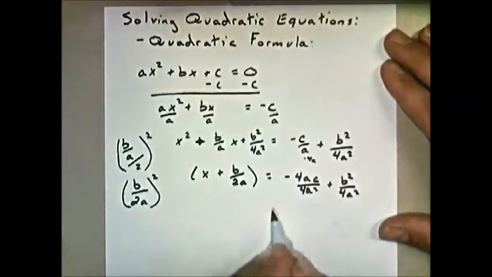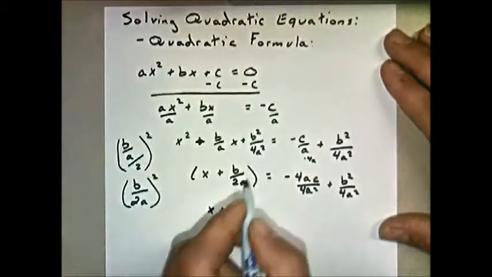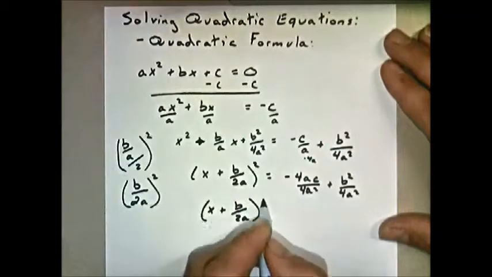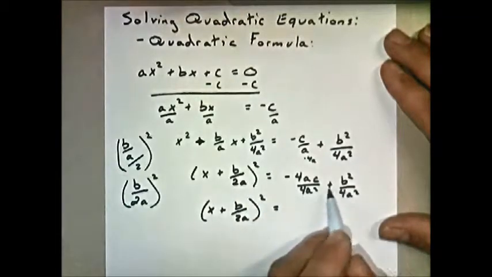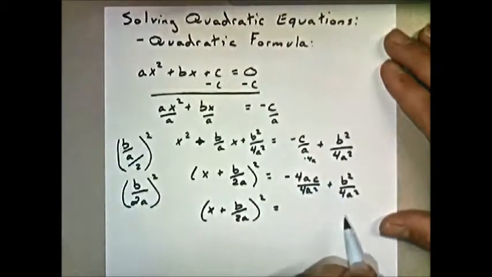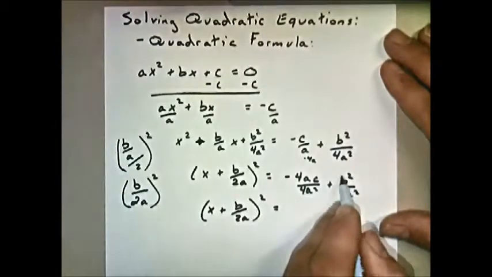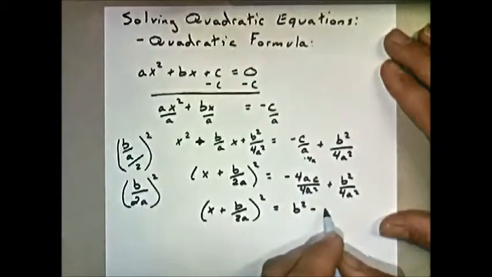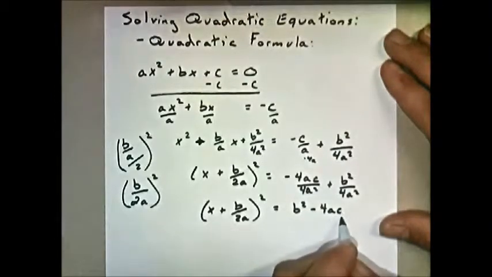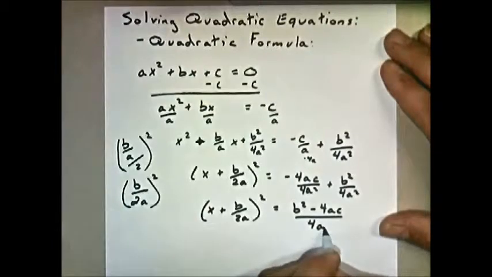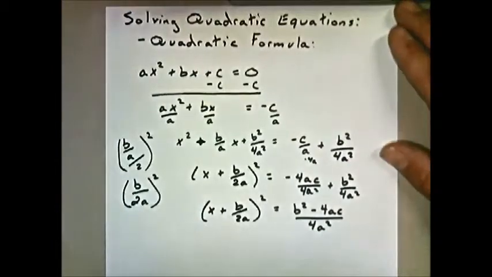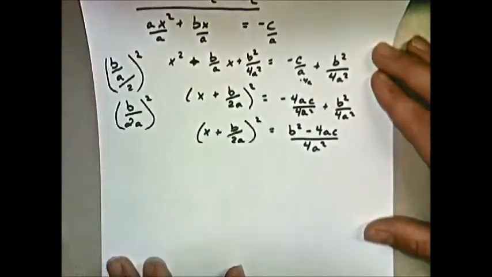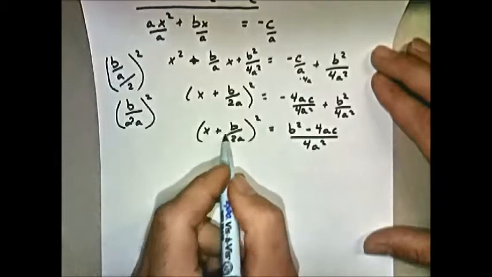Notice I have a common denominator, so my x plus b over 2a, squared, equals, I'm going to rewrite this to make it look a little nicer, so my positive term comes first, then my negative. So I have b squared minus 4ac all over 4a squared. Looks a little cumbersome, I know, but in the end, we're going to get something that we can use all the time for any quadratic.